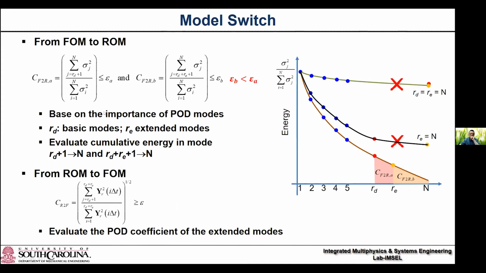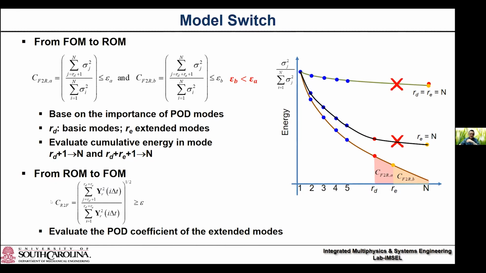Then we want to examine the energy ratio contained within these basic modes and the energy ratio contained within these extended modes. If the energy ratio can decrease very fast, that means this POD has a high quality. It captures the solution subspace very well. That's a good sign. The second is we also want to check the energy ratio within this extended mode. In other words, we want to make sure that even within that extended mode, the singular values can decay very rapidly. That basically means that this POD mode is very representative of the solution subspace. Then we can switch to a reduced model.